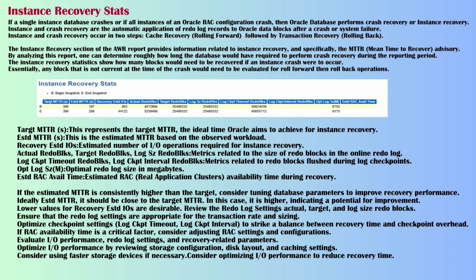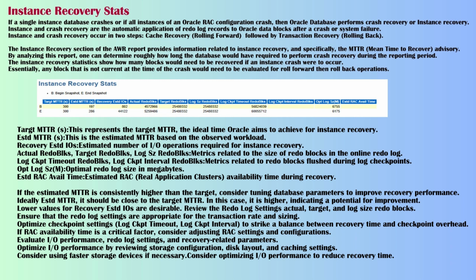By analyzing this report, one can determine roughly how long the database would have required to perform crash recovery during the reporting period. The instance recovery statistics show how many blocks would need to be recovered if an instance crash were to occur. Essentially, any block that is not current at the time of the crash would need to be evaluated for roll forward then roll back operations. Use this section to tune the various fast start and recovery initialization parameters.